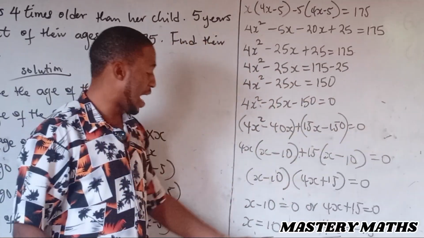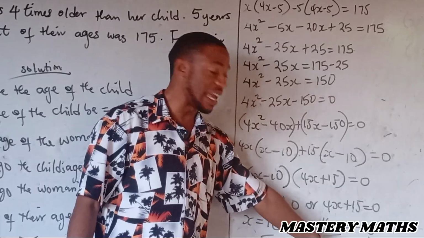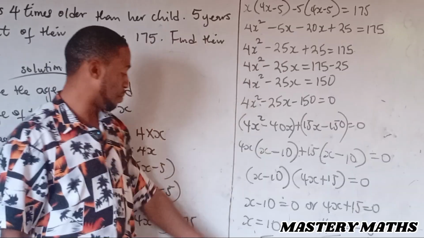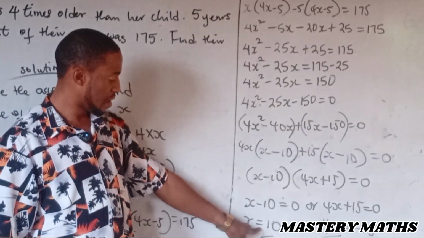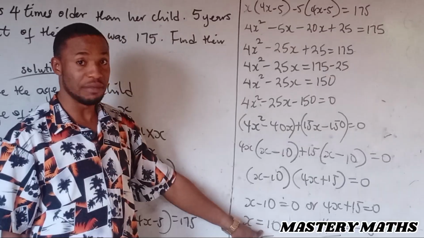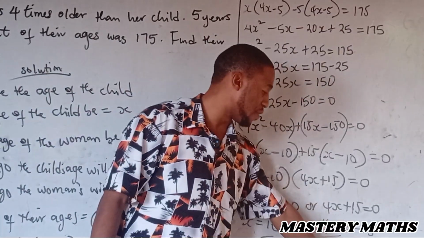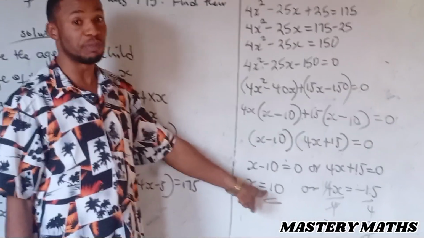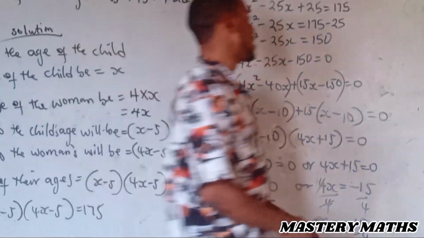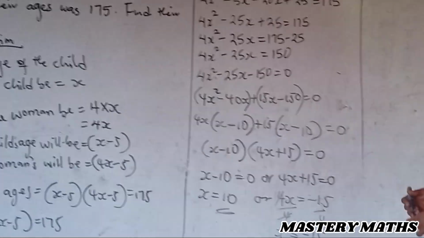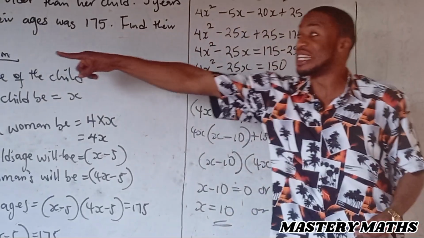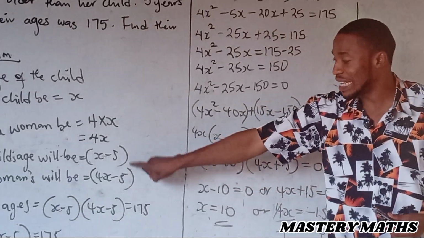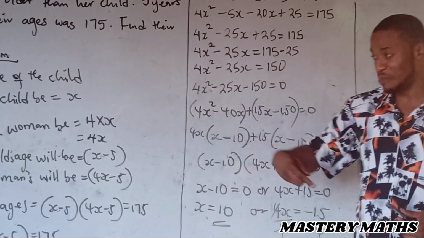According to the age, we cannot have a negative fraction of the age. It will only become a positive. So we are taking plus 10, because we cannot take minus 15 over 4 as the age. So we are using the positive one, which is plus 10, as the age. Now we need to find their present age. To get the present age, we need to use the past age, 5 years ago.